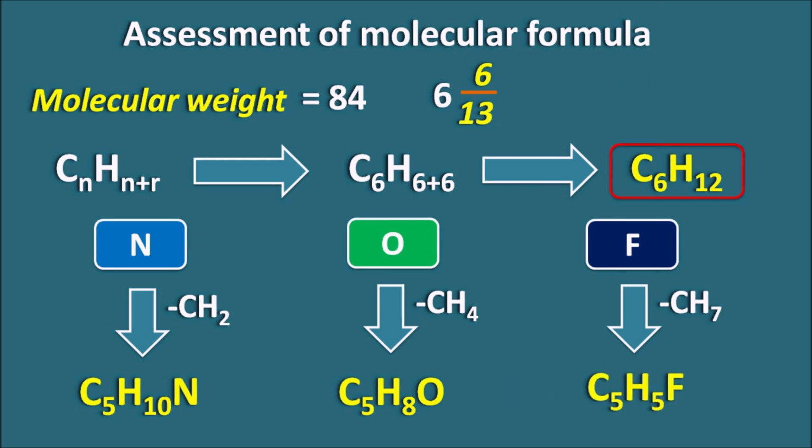In this way, we can write the possible molecular formulas for the unknown compound if we know its molecular weight by applying the rule of 13. We can also assess whether the compound has nitrogen, oxygen, fluorine or any other atoms by again seeing the spectral features as well as by using some chemical methods. So by combining all the data, we can determine the possible structure for an unknown compound.